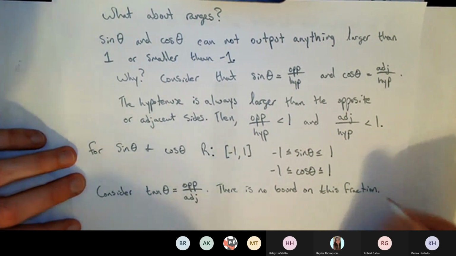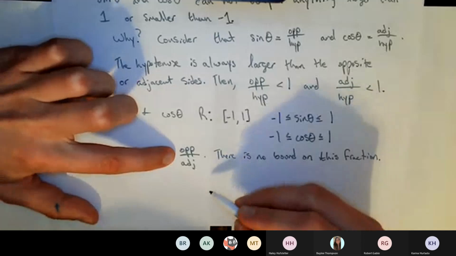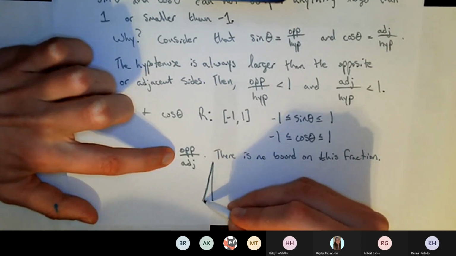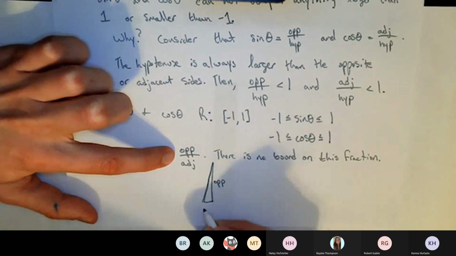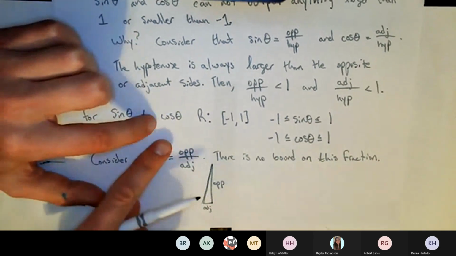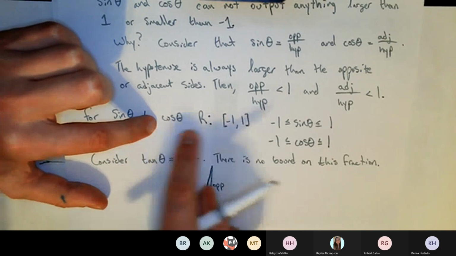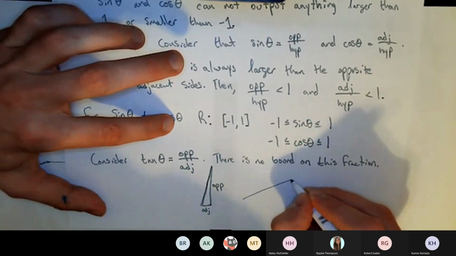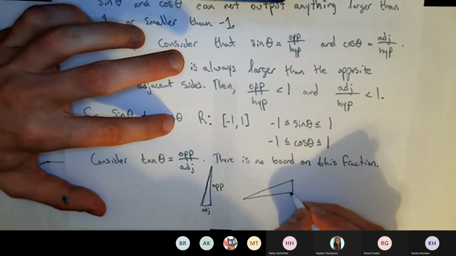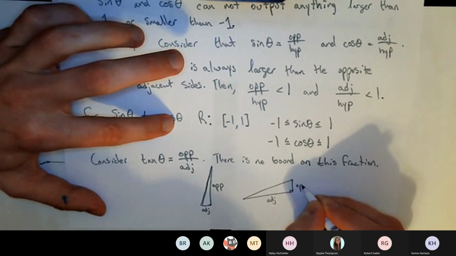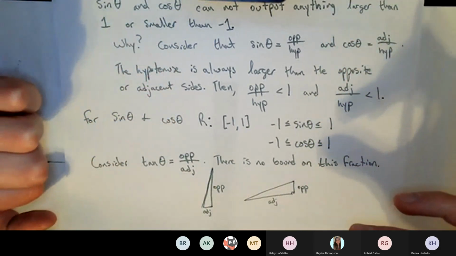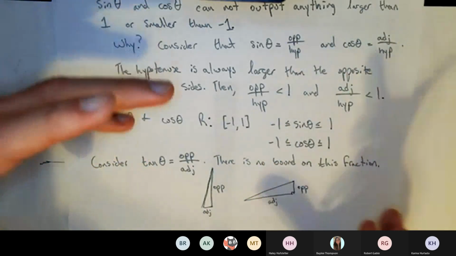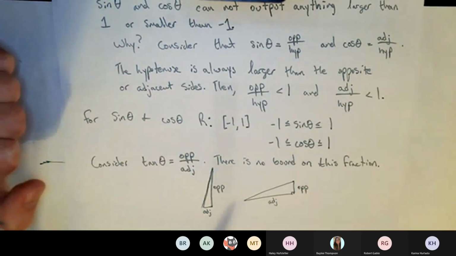Just as a picture to show you what I mean, the opposite side could be ginormous. We could have a very extreme triangle like this, where the opposite side is huge and the adjacent side is tiny, and that would give us a huge numerator over a tiny denominator. That's going to be a very large number. And likewise, I could make my adjacent side huge and my opposite side very small, and then the tangent is getting very, very tiny. So there's no bound on this fraction.